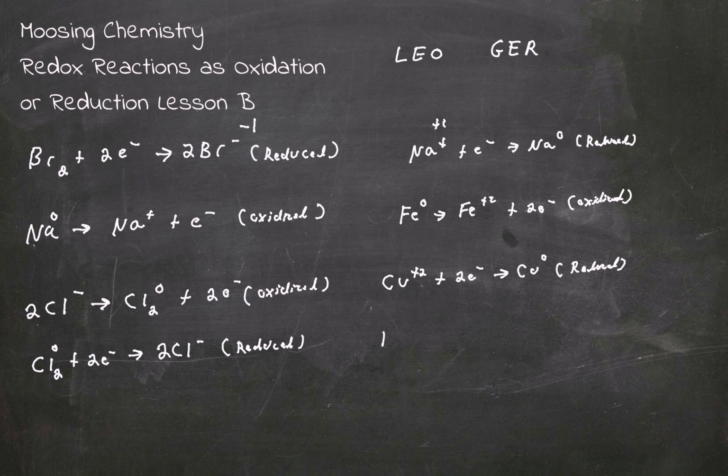And one more. Here we have iron +3. So it's gaining an electron to become iron +2. In this case, you gain an electron, you also reduce, even though it doesn't go to neutral, it's still gaining an electron. So again, remember, when you are gaining electrons, you reduce. When you're losing electrons, you oxidize.